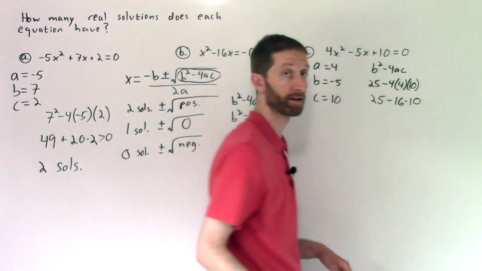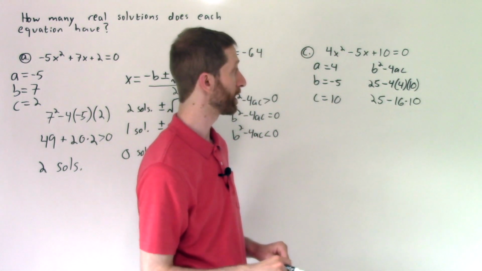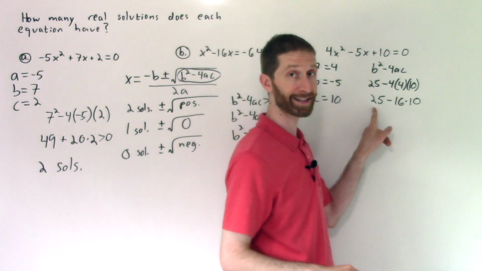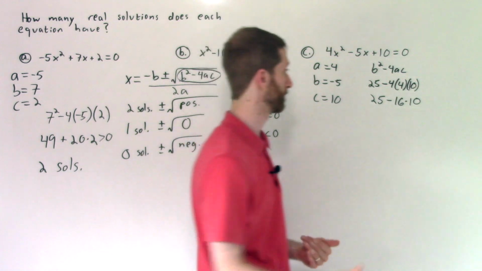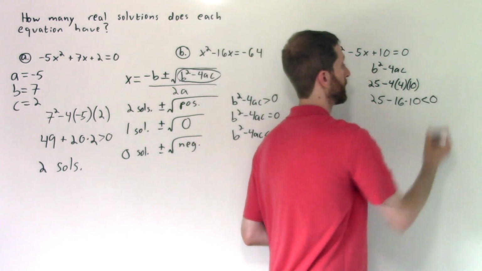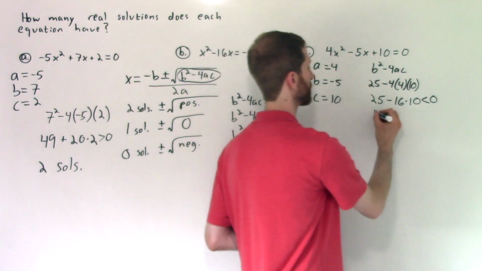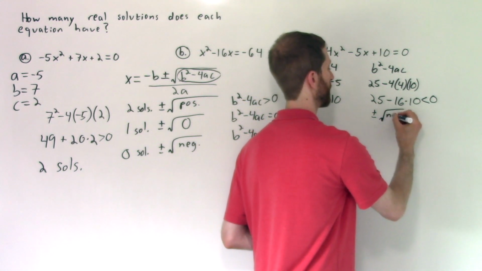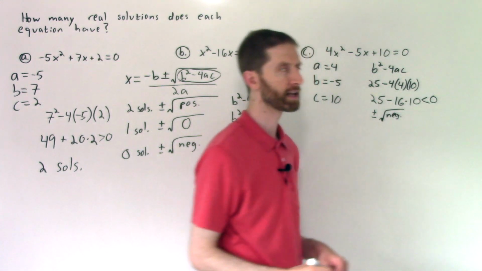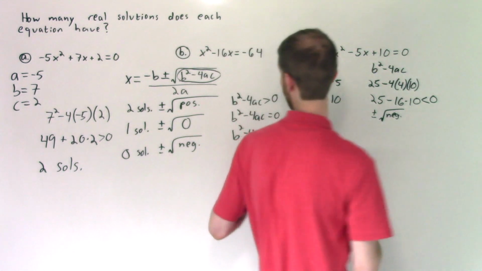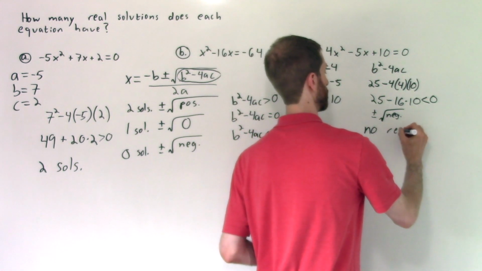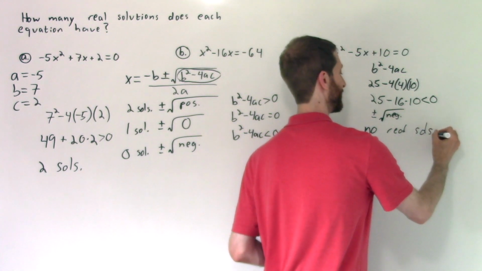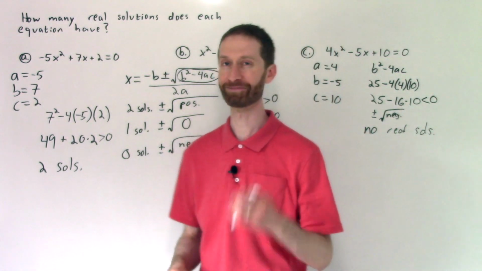Now I'm going to stop there. You don't care what the final number is, you just care about the sign. 25 minus 16 times 10 is going to be negative. And so we're going to end up with plus or minus the square root of a negative number. We can't take the square root of a negative number, so the quadratic formula will yield 0 real solutions, so no real solutions. Isn't that cool? I think it's pretty rad, y'all, pretty rad.